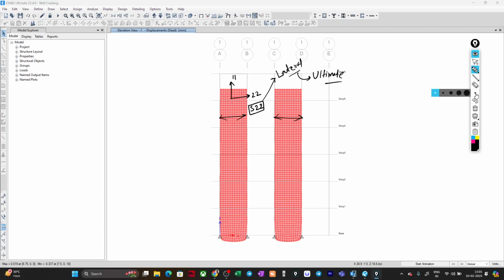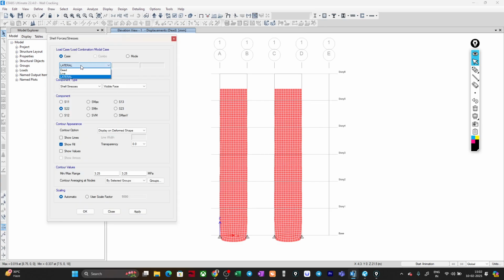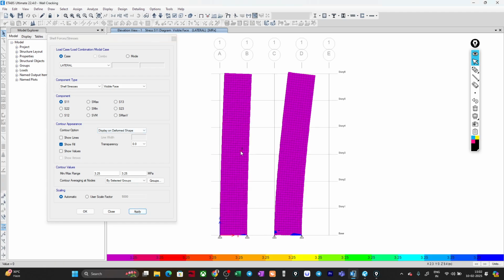Okay, so now what we will do, I will go here, show shell stresses and forces, display shell stresses and forces, and the load case will be lateral. From the component type, you need to select shell stresses, and we'll be selecting S22. Let me go with S11 first. I'll click on display deformed shape, and let me make it 0 0. Why it is 3.25, I will tell you later on.